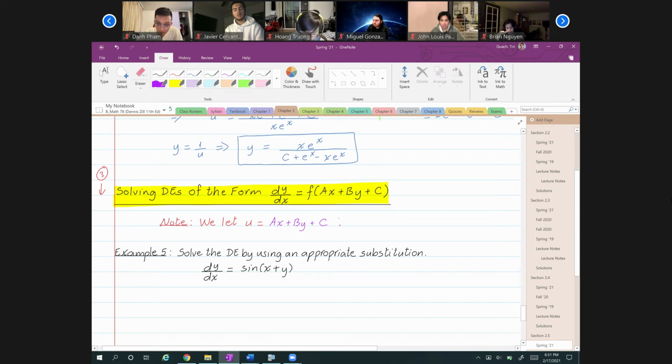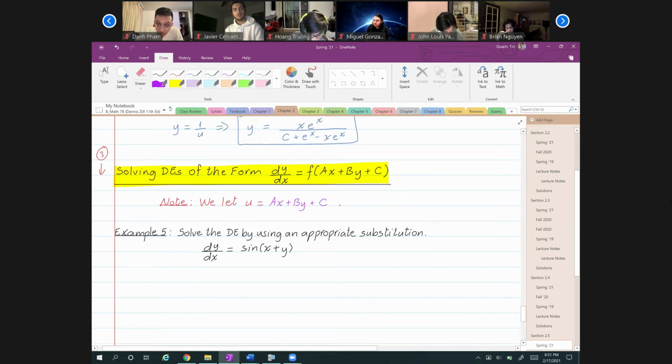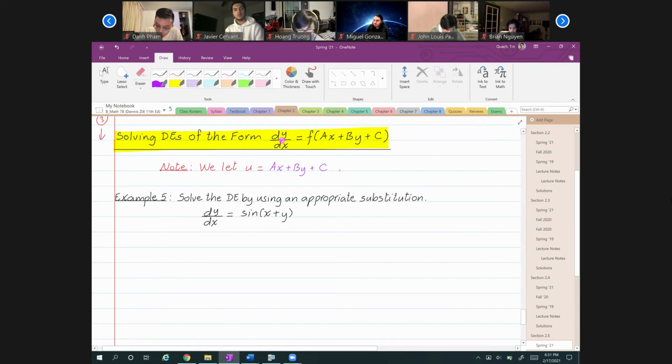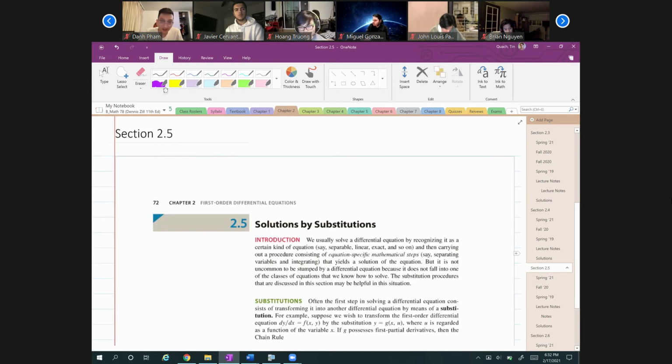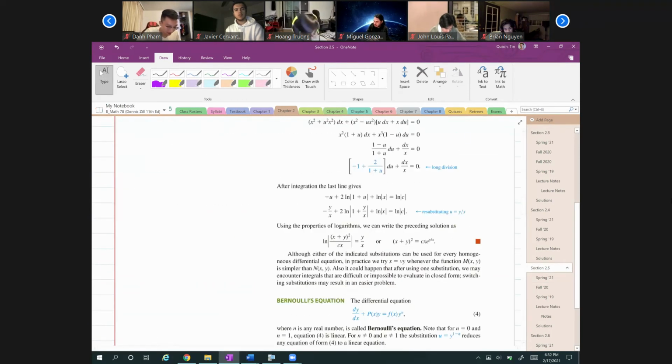So for example, 5, you have dy dx, so it looks like this. And on the right side, your function f is the sine function. So this is a sine function of this function. So that is your inner function right there. So that's what you want to let u be. Okay. All right. So that's your u. So let me go to the book and look at some problems in there and see if you can identify the u. Okay.